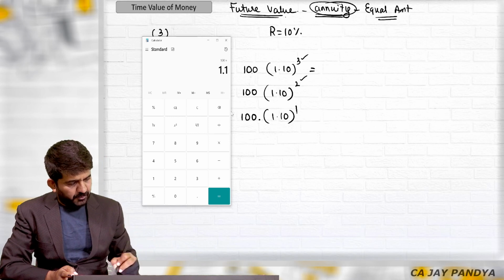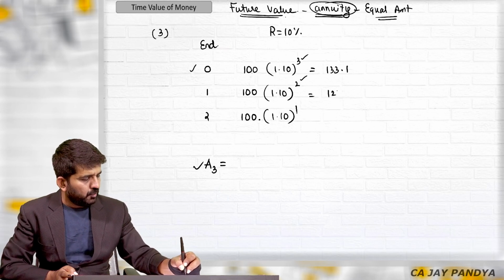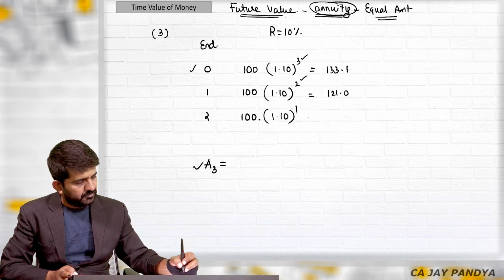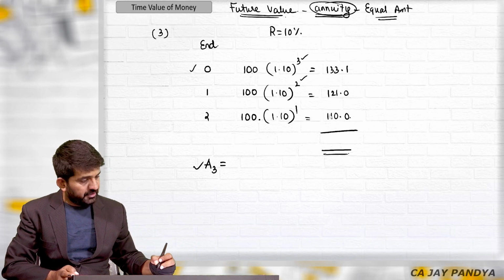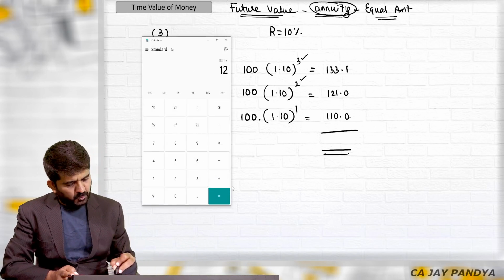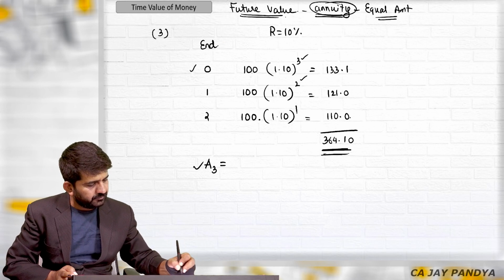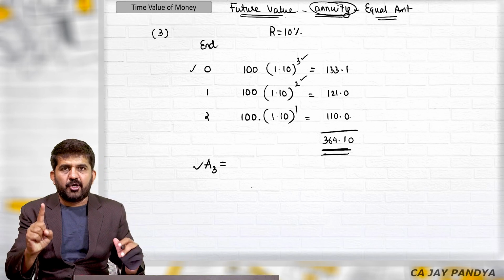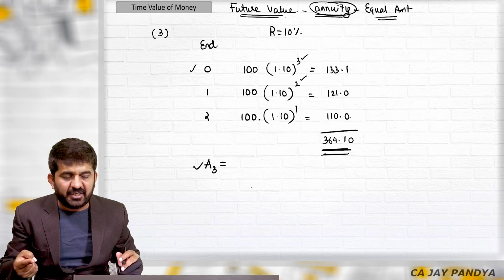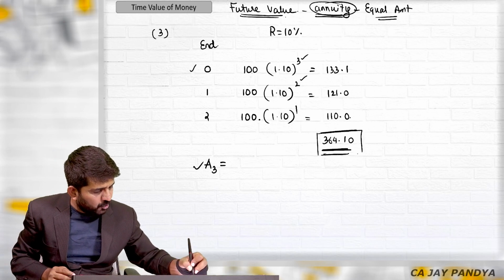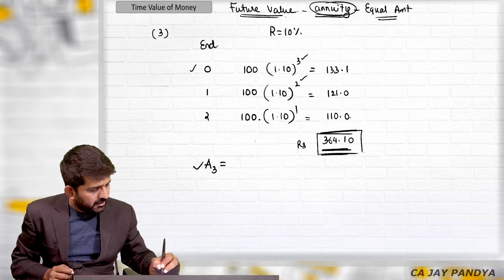100 into 1.1 is equal to... It is 133.1. This will be 121. This will be 110. And the total amount after 3 years will be 133.1 plus 121 plus 110, which is 364.1. Once again, try to understand, you are not investing 100 rupees only today. You are investing 100 rupees today, at the end of first year and at the end of second year, and the total amount at the end of third year, everything, principal and interest, you are withdrawing after 3 years.